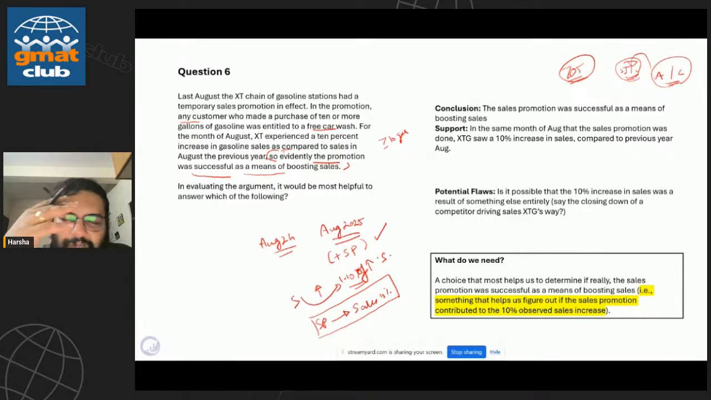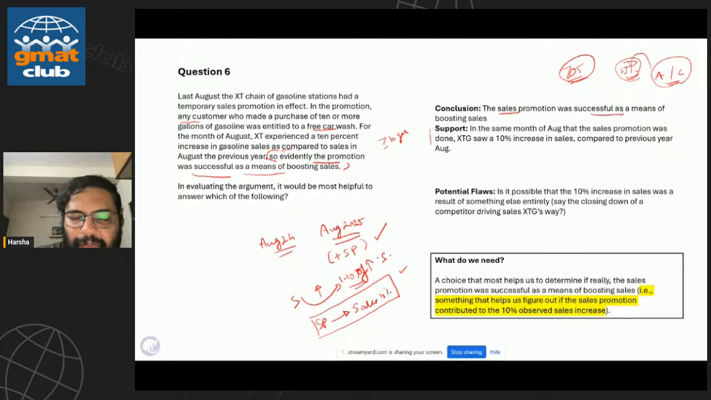In this question it may not matter, but in a different question you'll absolutely fall for traps if you don't realize that the conclusion is very specific. The sales promotion was successful as a means of boosting sales. There could be other factors which contributed to the 10%, but clearly, as per the author, this sales promotion definitely played a part. So I think the argument is clear. The sales promotion was successful as a means of boosting sales.